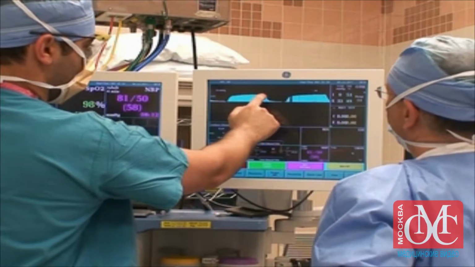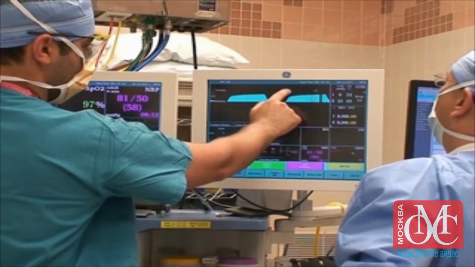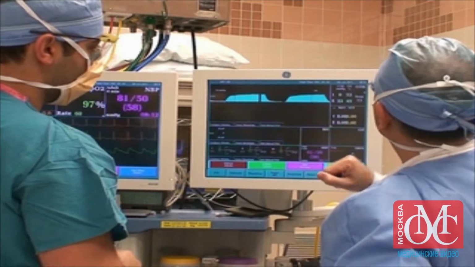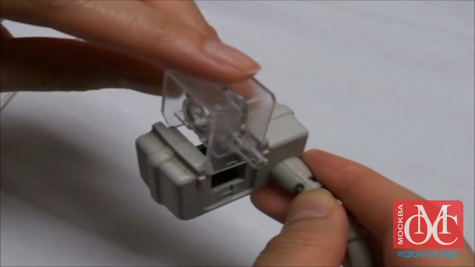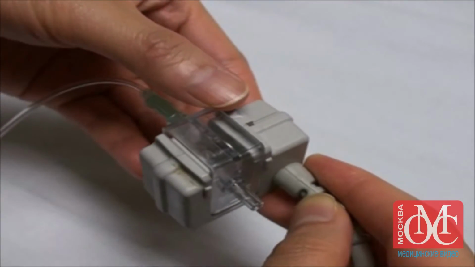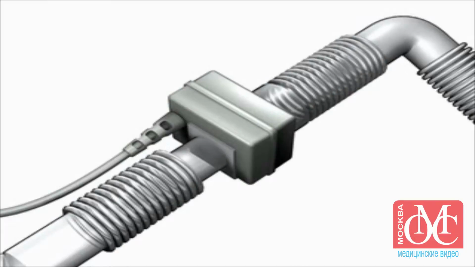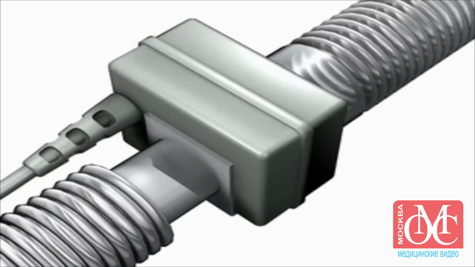Capnography is based on the concentration of carbon dioxide in a sample of exhaled gas throughout the respiratory cycle. Because of the chemical properties of carbon dioxide, a variety of techniques can be used to measure its concentration. Infrared absorption spectroscopy is typically used in clinical practice.